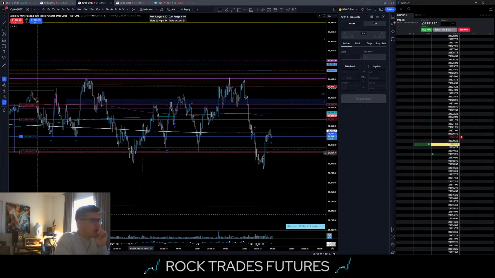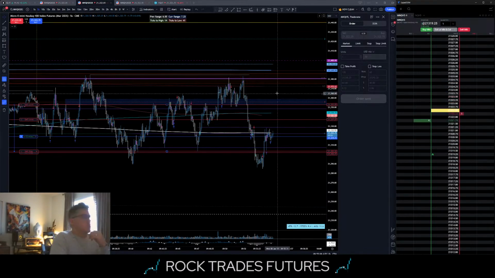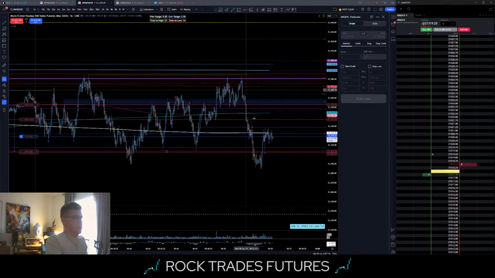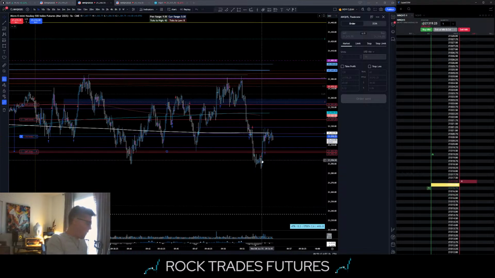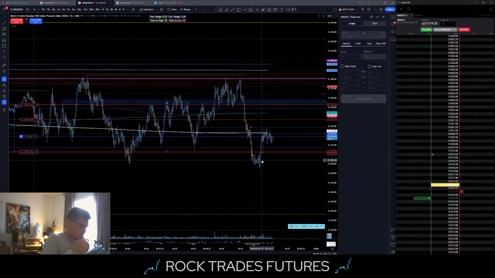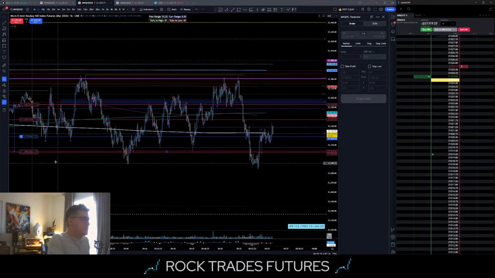I still think we're in a seek and destroy market and that we're going to see some more up move. So basically, I don't trust any of these swings. It breaks down, we're not going down. It breaks up, we're not going up. It breaks down, we're not going down. It's hard to trade like this, but I have my reasons.